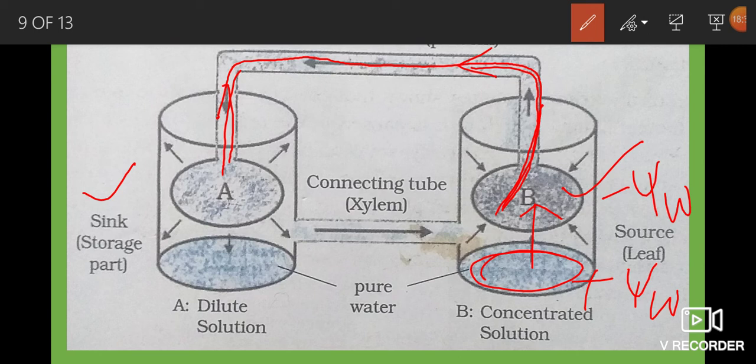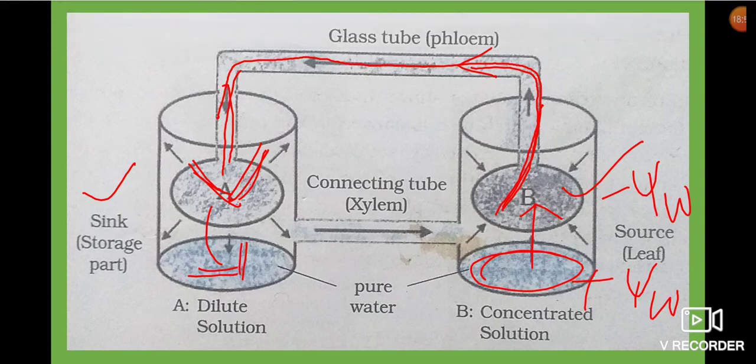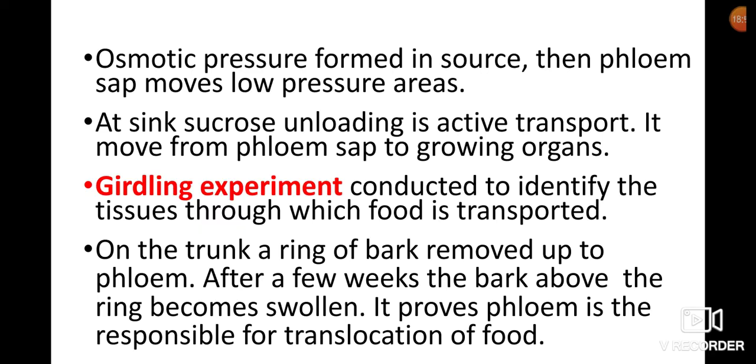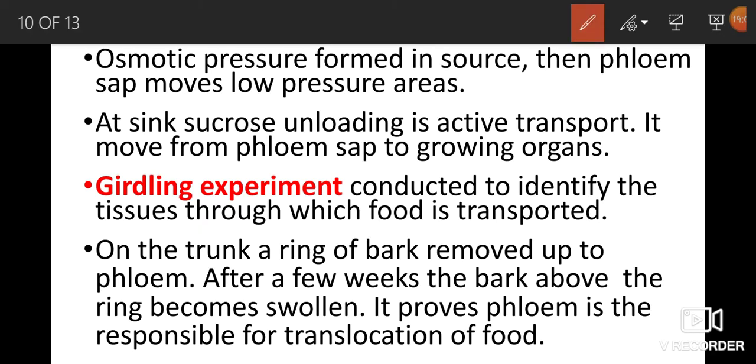Here water molecules are removed from the stored food materials, and they can move into the xylem by active transport. This is the Munch hypothesis. So osmotic pressure is formed in the source. Source is nothing but leaves. Then phloem sap moves to low pressure areas, from high pressure area to low pressure area.